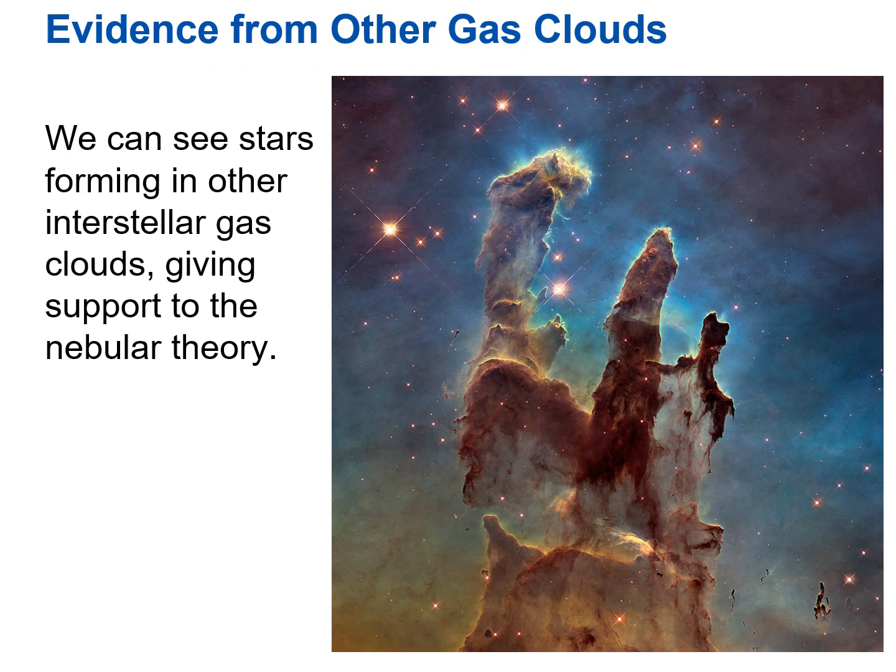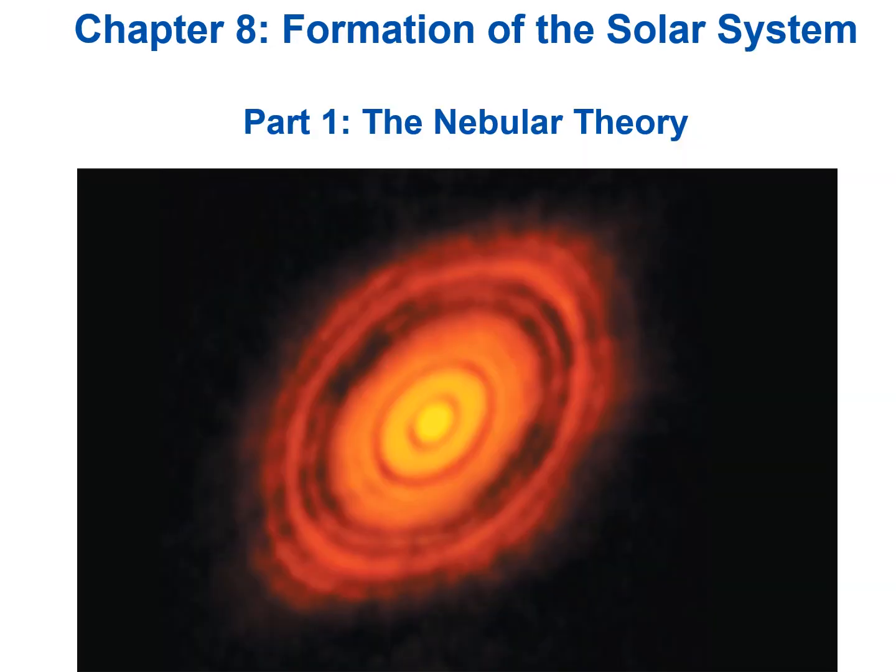We can see stars forming in other interstellar gas clouds, giving support to the nebular theory. This picture that you see, that this video started with and now ending with, is a picture many light years away of a star system that's being formed. So what you see is the hot center, which is what we call a protostar, and around it is a disk, and the gaps in the disk are where we think planets are forming. So this is a picture of what we think our solar system once was.